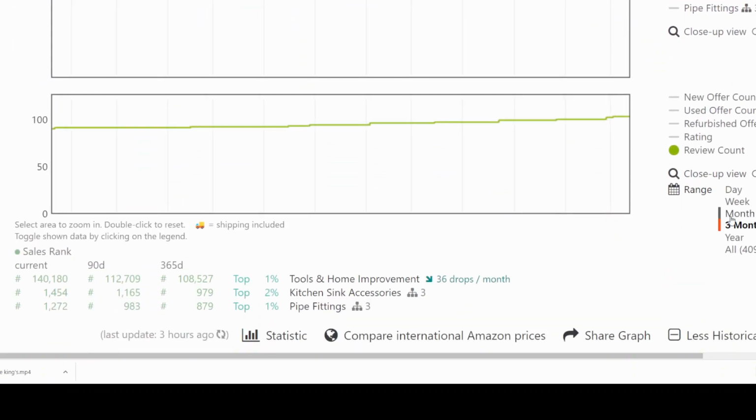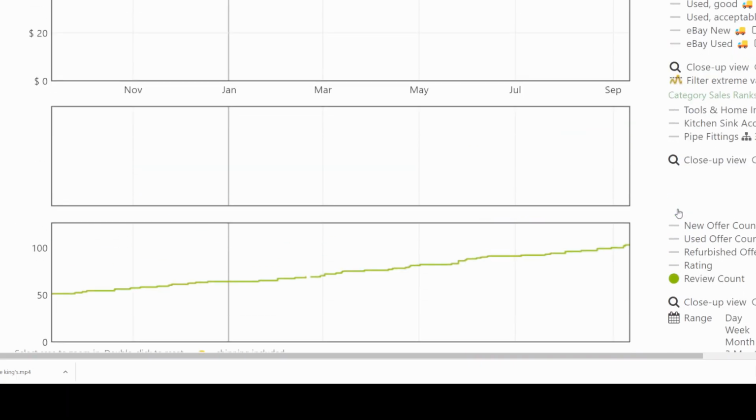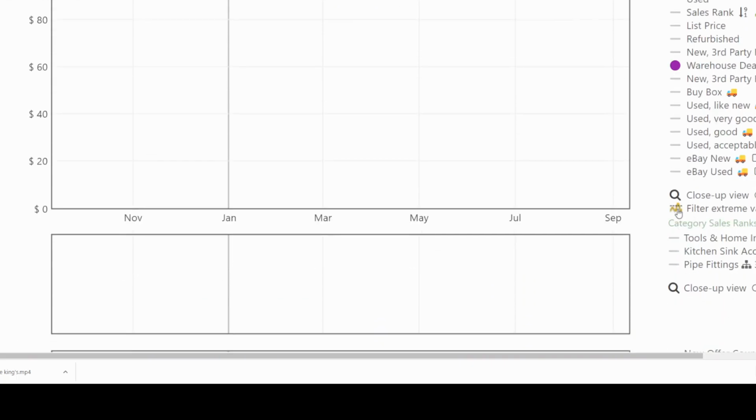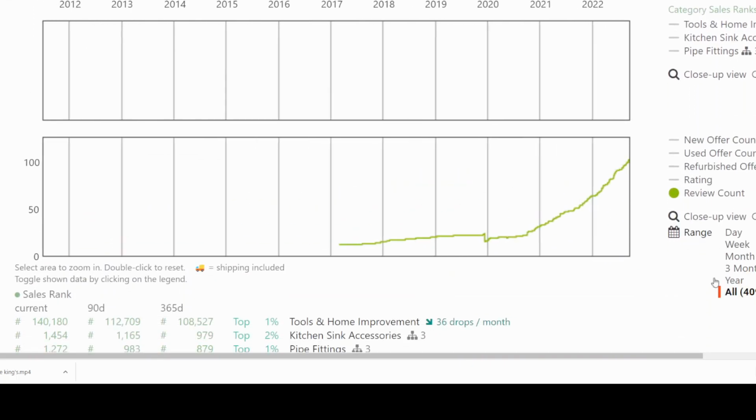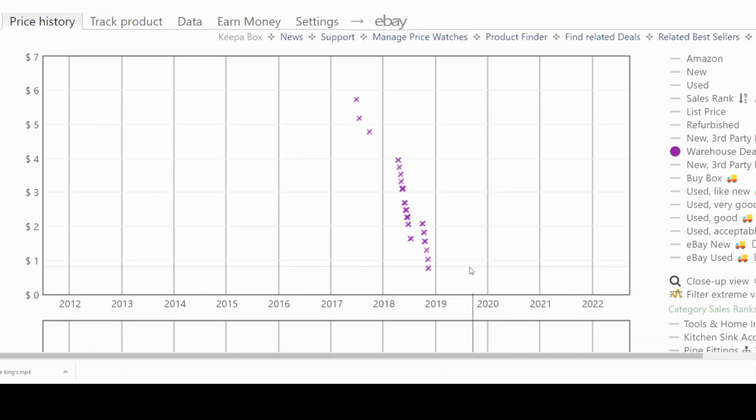Let me scroll down here, change to the year view. Come back up. Nothing in year view. Oh, okay, here. You can see all the way back in 2018, they had warehouse deals selling this from 77 cents all the way up to $5.73. And as you can see, there haven't been any more offers in any recent history or past history before that.